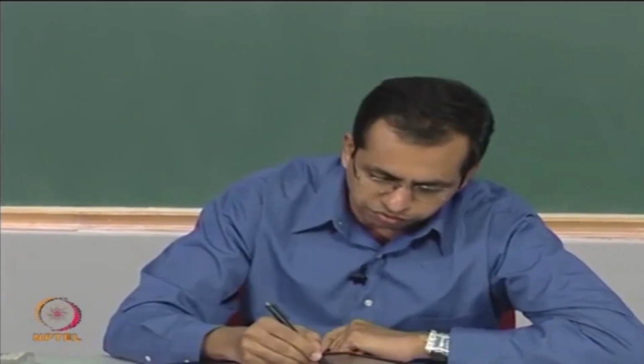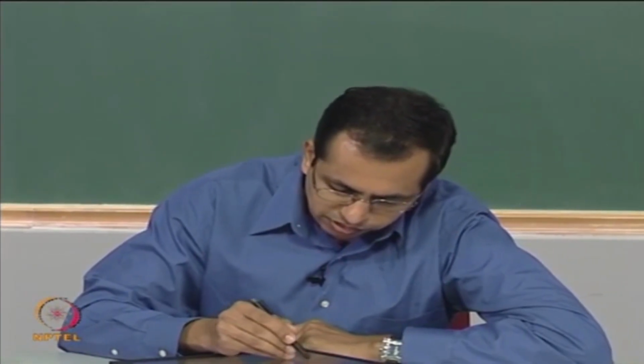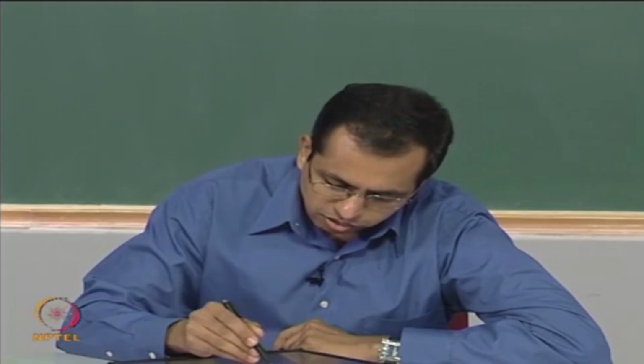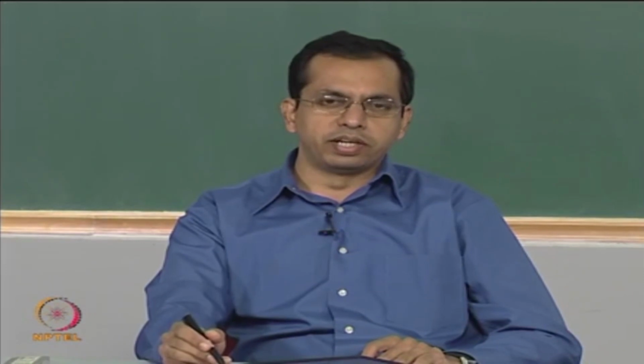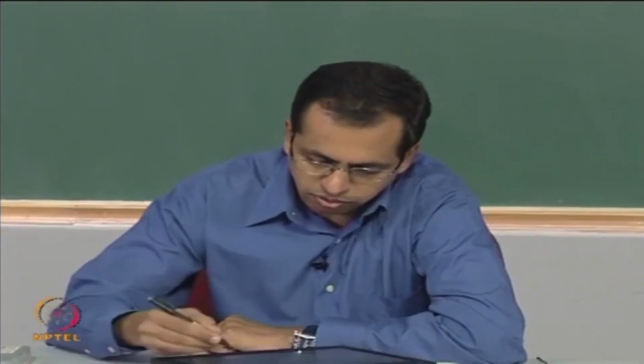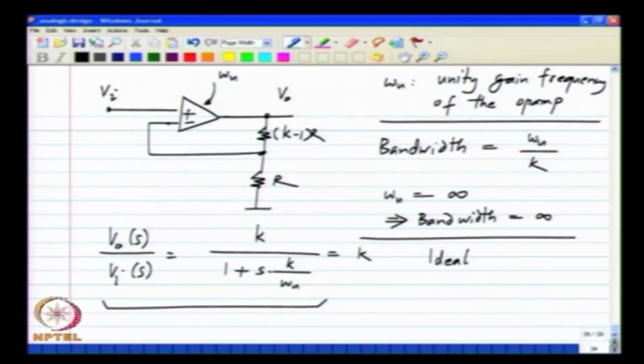Okay. So, we know that if you apply a constant Vi, finally a steady state is reached where the plus and minus terminals of the op amp are at the same voltage and the output equals k times Vi. So, it always shows ideal behavior for DC inputs. Okay. Now, if you set omega u to be equal to infinity, the bandwidth becomes infinity and it shows ideal behavior for all frequencies. Okay. So, this is what is called an ideal op amp. Ideal op amp simply means it is an integrator with omega u tending to infinity.